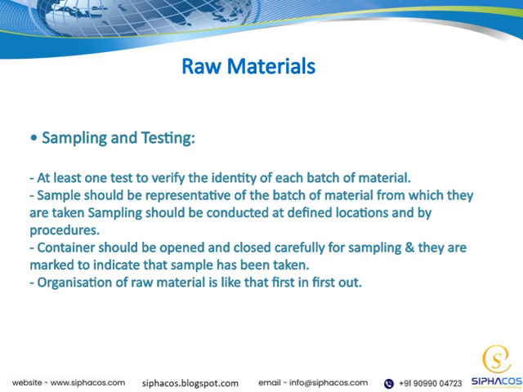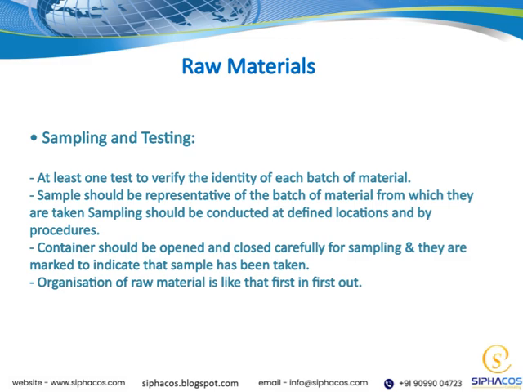When it comes to sampling and testing, the key point is that we need to perform at least one test to verify the identity of each batch of material. This step is crucial to ensure we're working with the correct raw materials. Now, the sample we take should always be representative of the entire batch. That means it should accurately reflect the material as a whole, not just a small part of it.